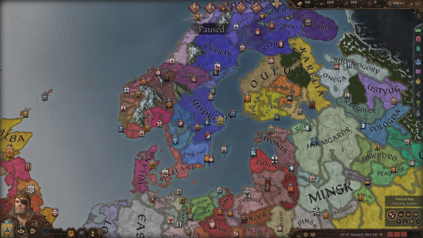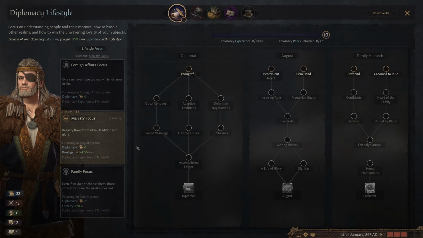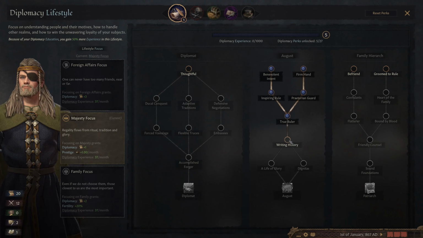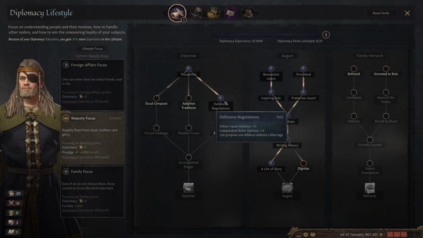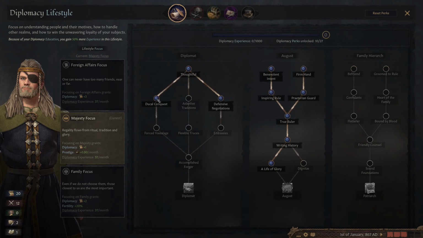When starting in the game, we want to go for the Majesty focus, as we'll need a lot of prestige. We'll go down to the True Ruler perk for another plus 20 acceptance, and then down to Life of Glory for the doubled fame impact. Then we go to defensive negotiations for plus 15 independent ruler opinion, and Ducal Conquest for reduced title creation cost.